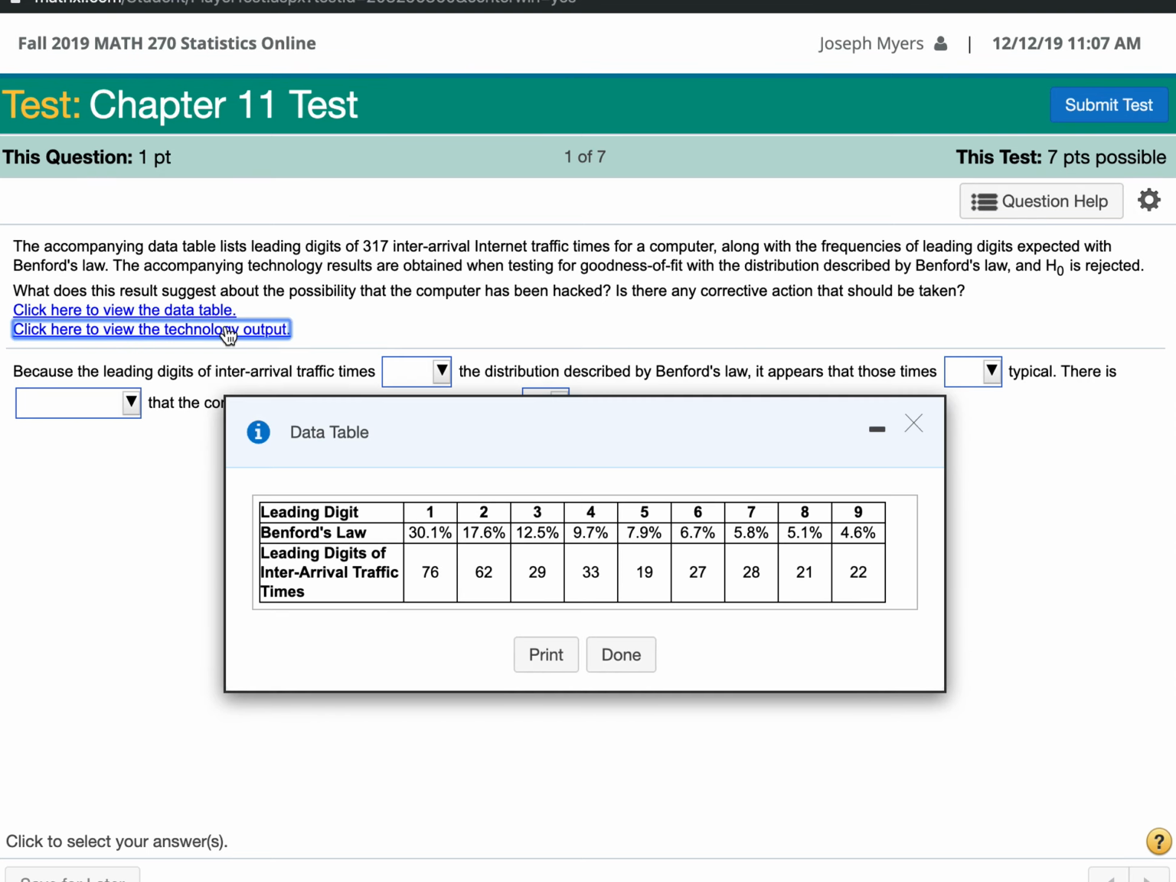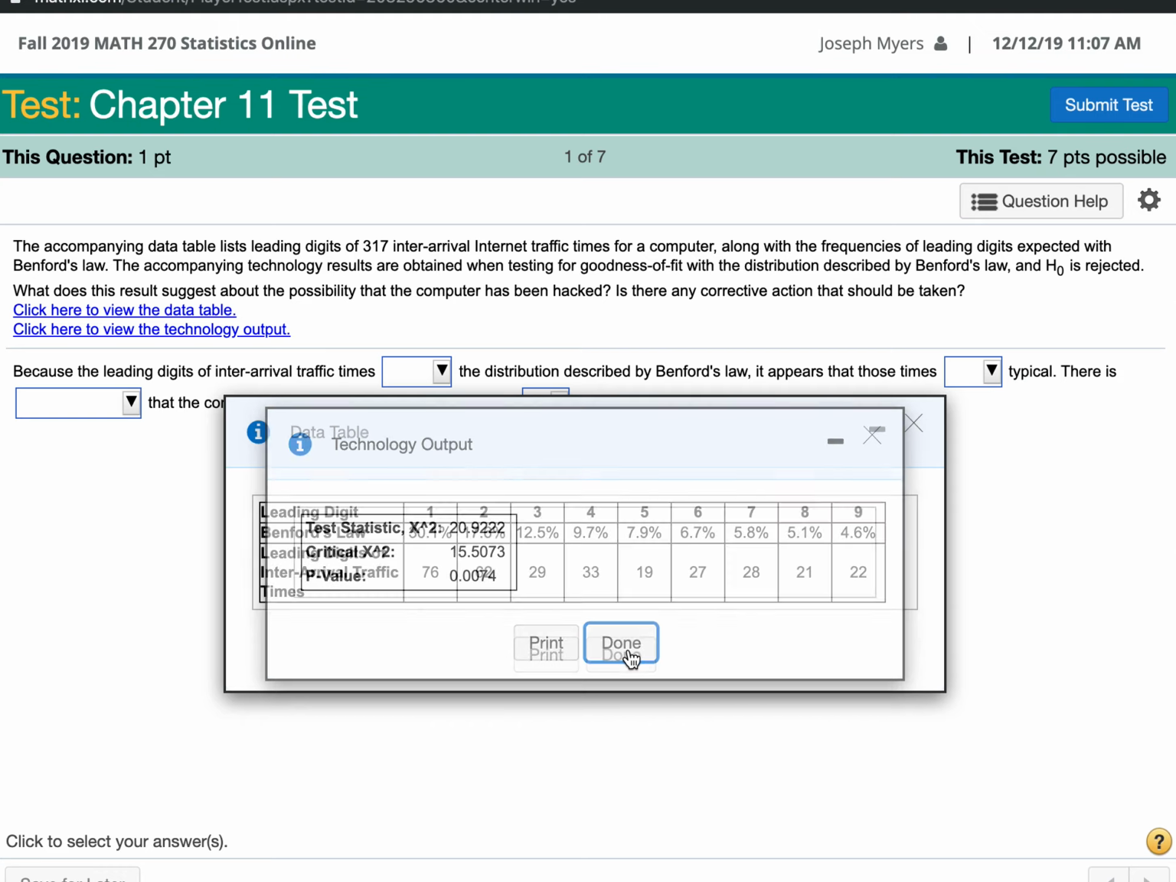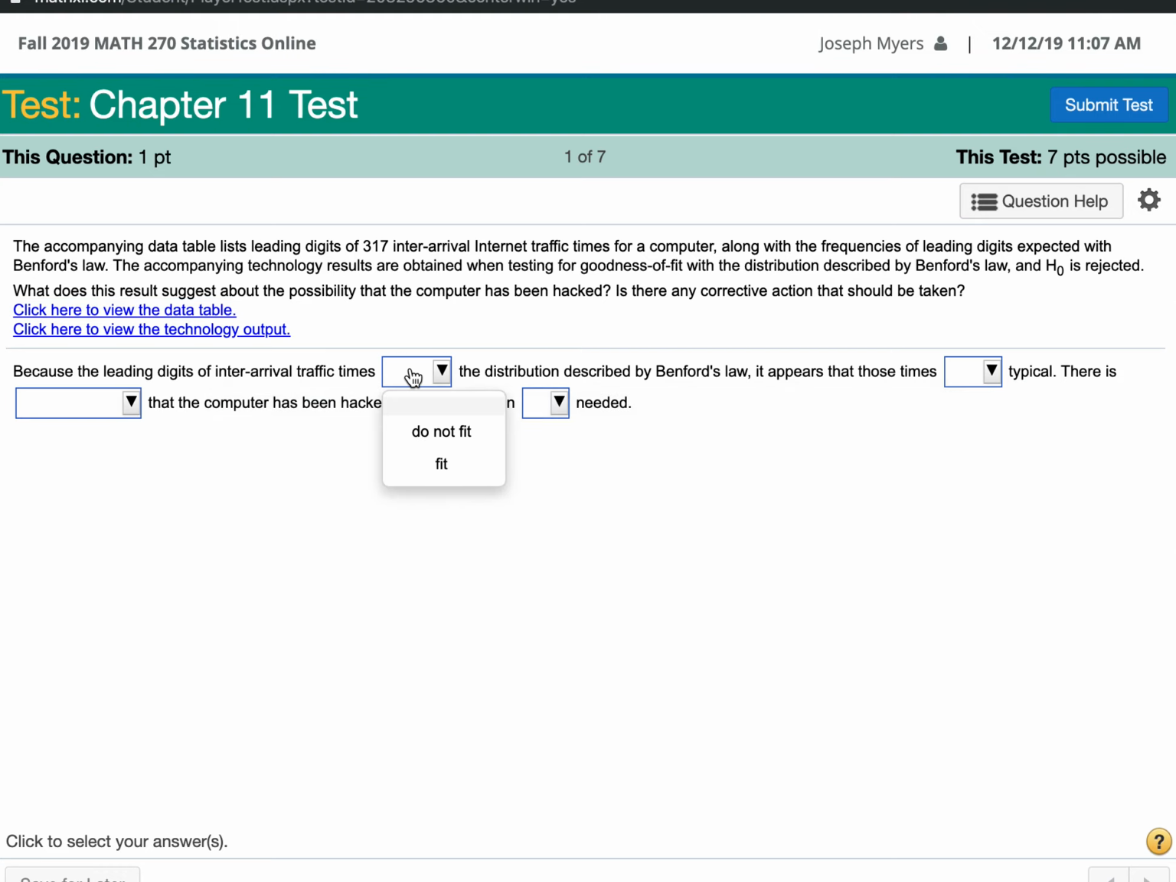There's the data, and here's the output, and since the p-value is below 0.05, it's actually 0.0074, that means that the leading digits do not fit the distribution, and therefore it appears those times are not typical. So there is a good chance the computer has been hacked, so corrective action is needed.